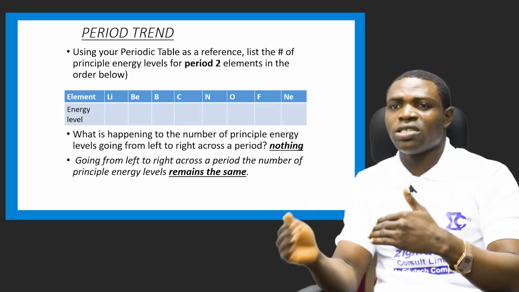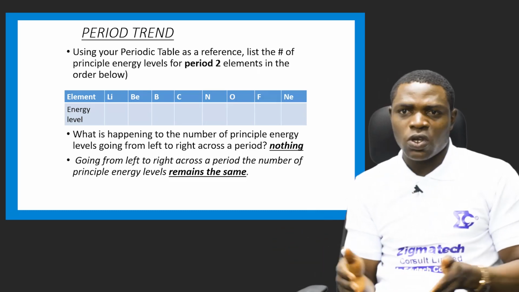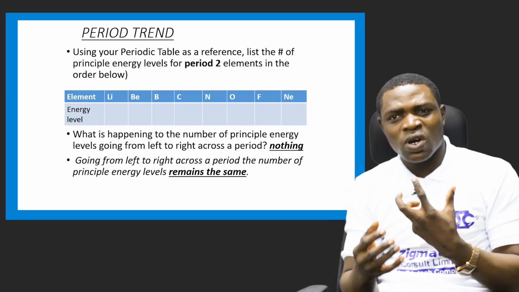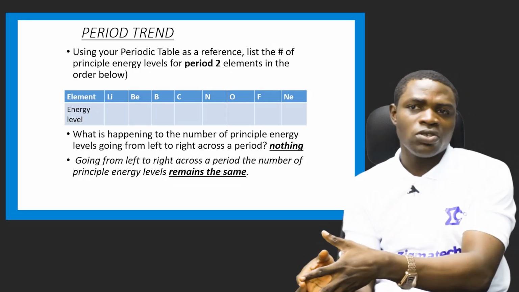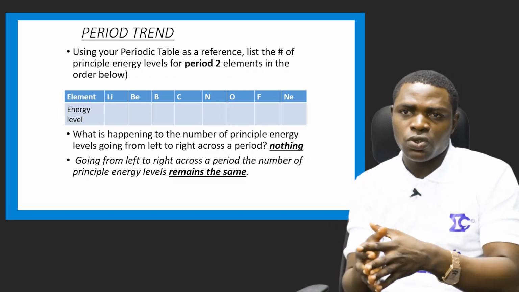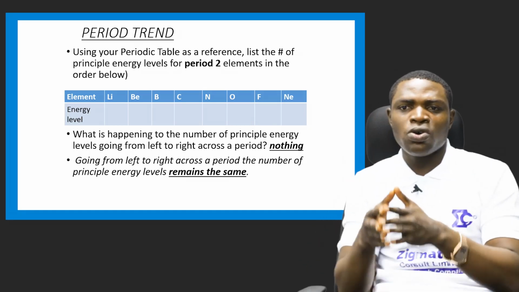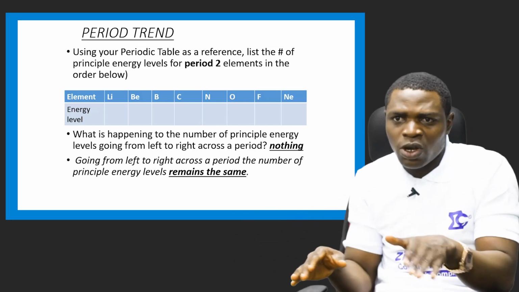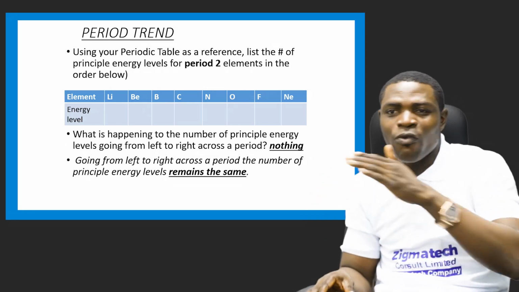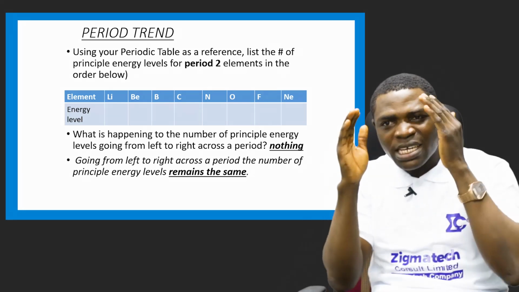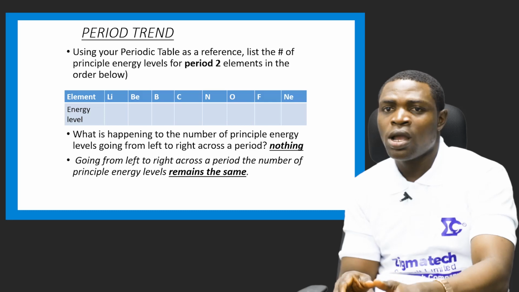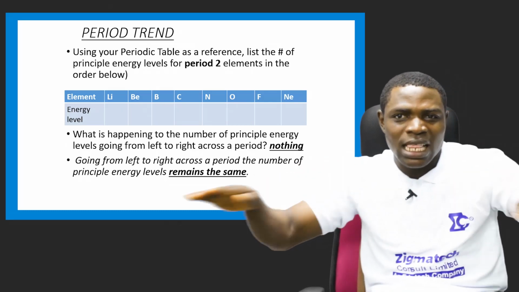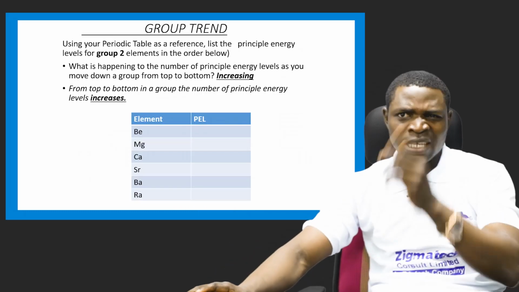In other words, if you look at your past questions and you see a series of elements, and they ask what happens to the principal energy level across the period, it remains the same, regardless of the period, whether period 1, 2, 3, 4, or 5, or 1 million. It must remain the same so long as the elements are arranged on the same horizontal level in the periodic table. Let's trace it down the group.